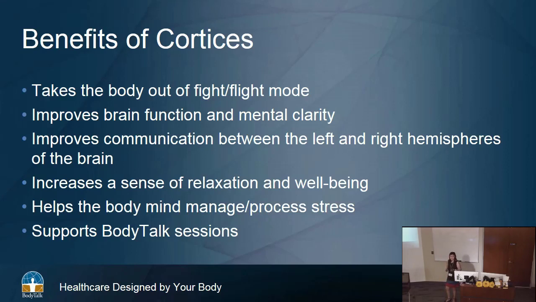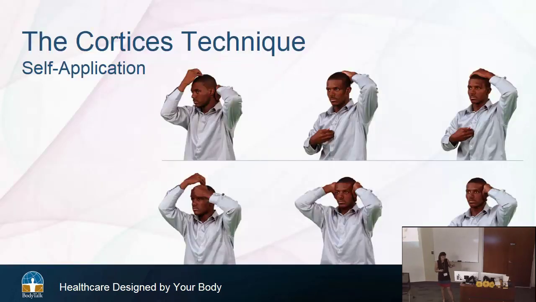An underlying theory is that every relationship is reflected in the brain, that every problem we have is a reflection in the brain, and so we need to correct it there, which is quite interesting with the whole brain stuff. But how the Cortices Technique works is pretty simple.